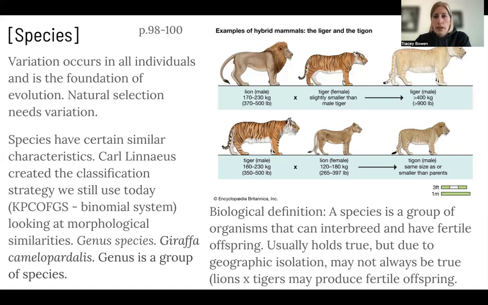But almost uniformly, male ligers and tigons are sterile, and only occasionally can the females reproduce. As well, ligers and tigons have health issues and often die before their parents would normally.